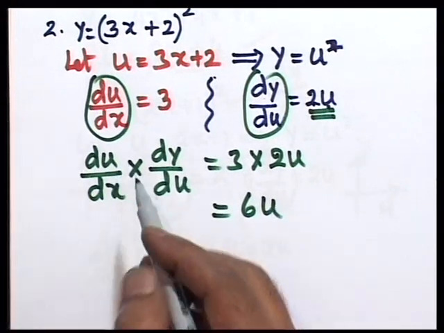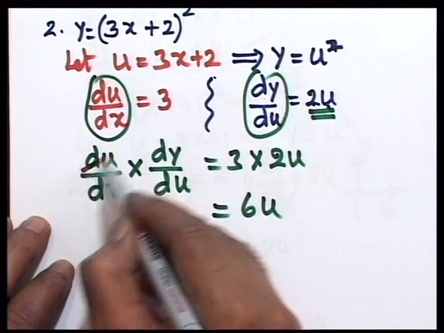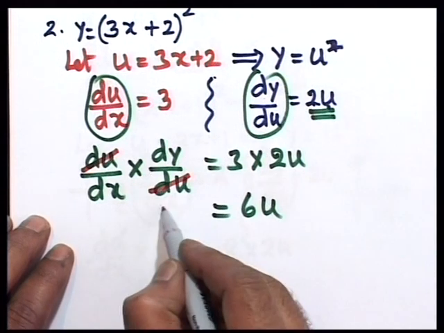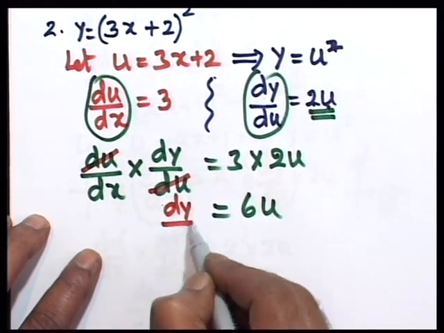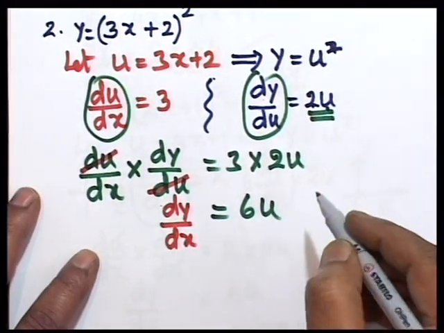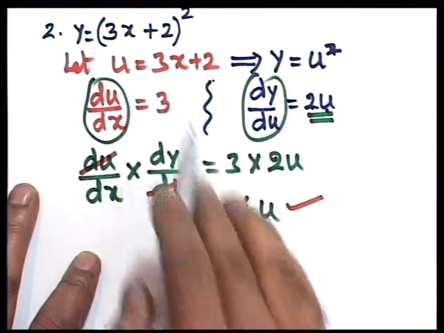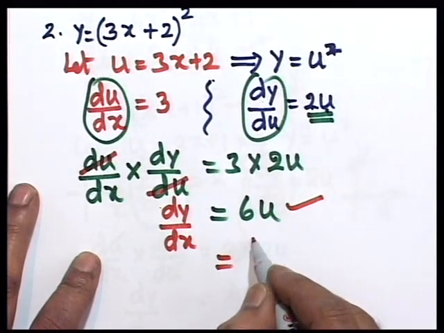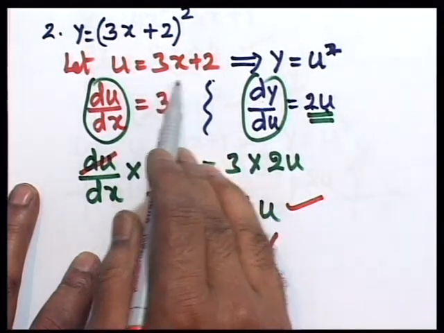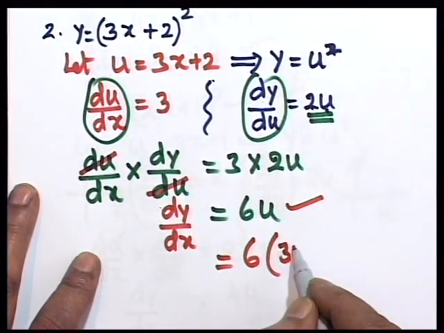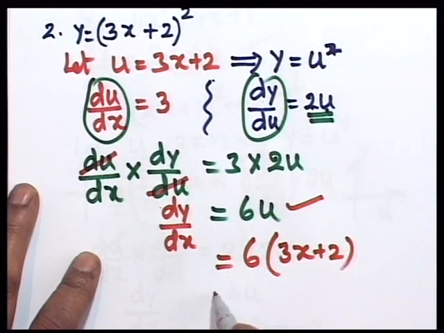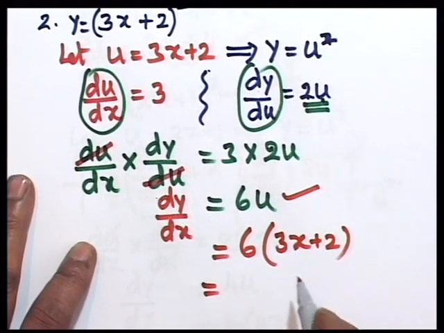The du's cancel out. We achieved our aim because we wanted dy over dx. Then we mustn't stop the sum here. We have to substitute that u back into the final answer. So we have 6 bracket, that's 3x plus 2, right? 3x plus 2. Then we simply open this bracket to get the answer.